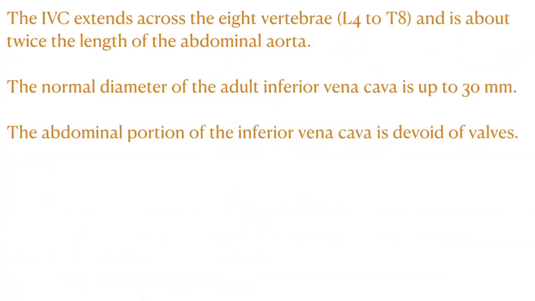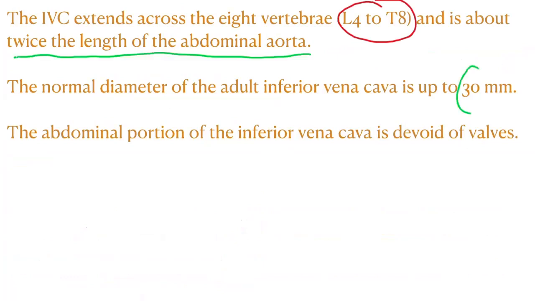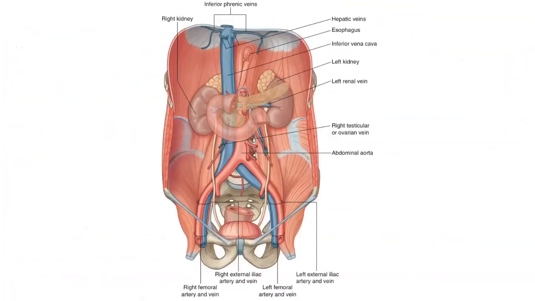The IVC extends across eight vertebrae, L4 to T8, and is about twice the length of the abdominal aorta. The normal diameter of the adult inferior vena cava is up to 30 mm. The abdominal portion of the inferior vena cava is devoid of valves. You have to remember these things.